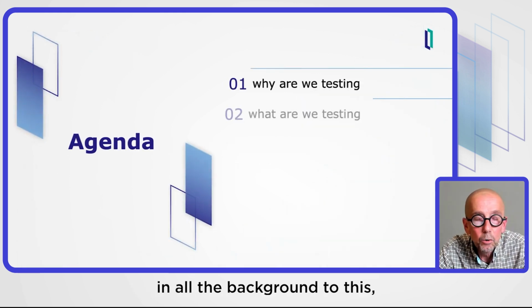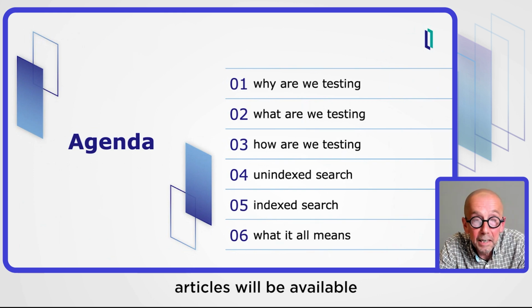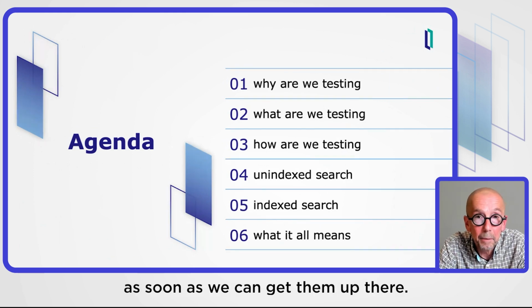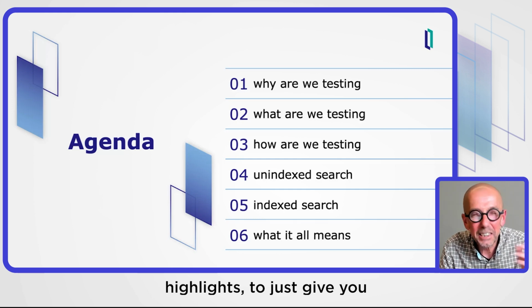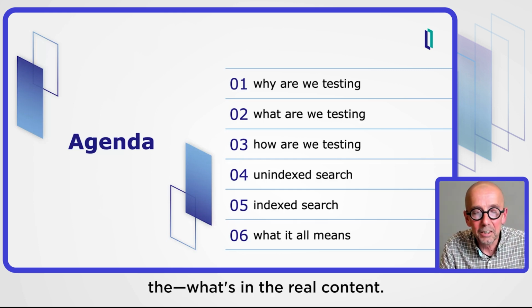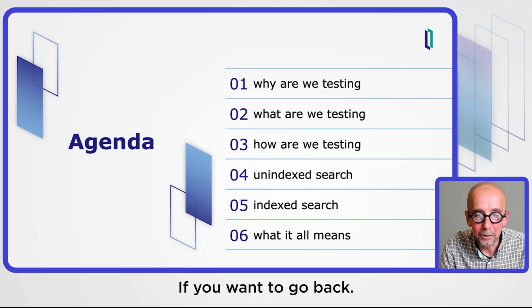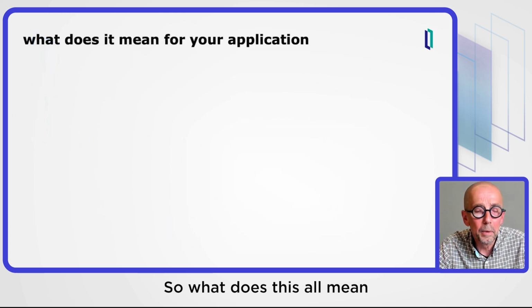If you're interested in all the background to this, articles will be available on developer community as soon as we can get them up there. But I'm just going to go straight to the "what it all means" highlights, to give you an idea of what's in the real content if you want to go back and look at it. So what does this all mean for your application?